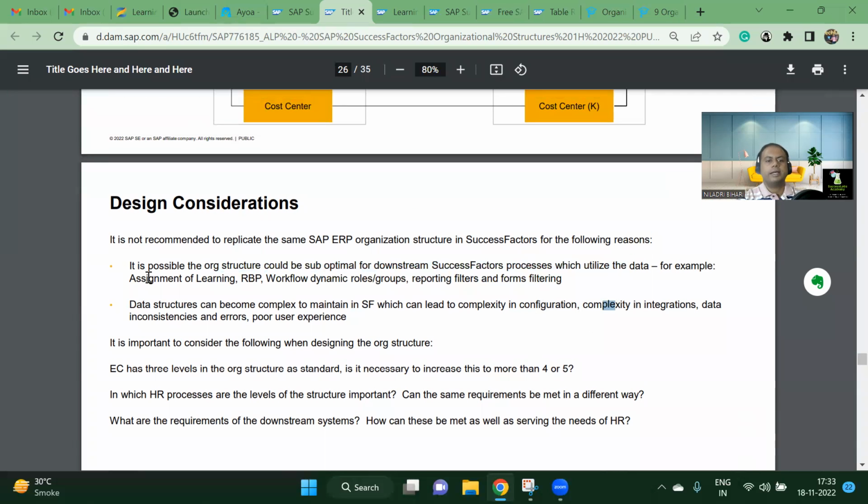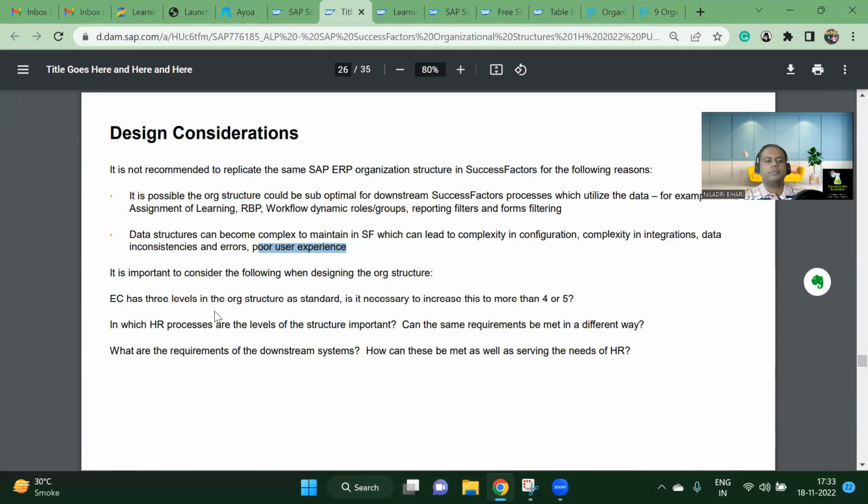For example, assignment of learning, RBP, workflow, reporting filters, right? The data structure can become very complex to maintain, which can lead to complexity in configurations, complexity in integration, data inconsistency and errors, and can also lead to a poor user experience. So make the data structure very simple. Of the three options we discussed, you can pick the one that is the right fit for you.